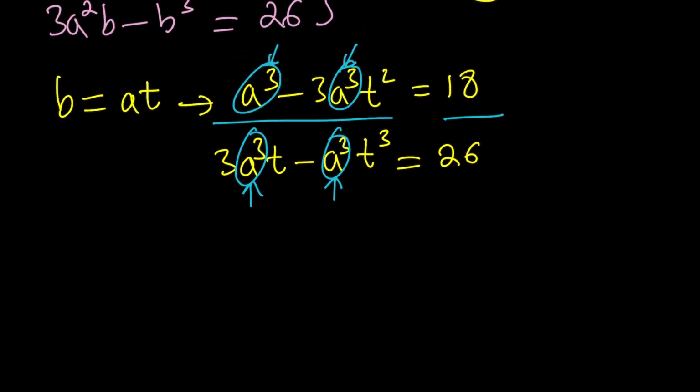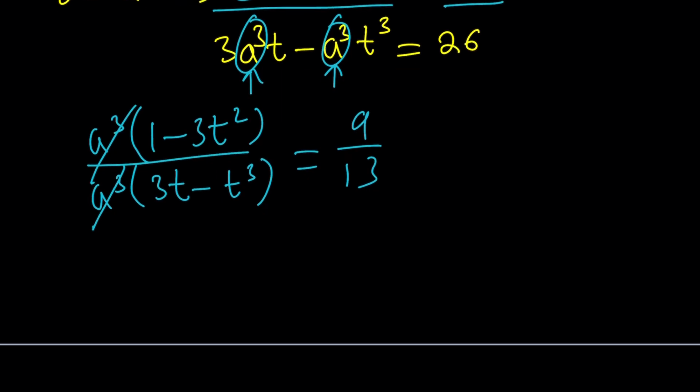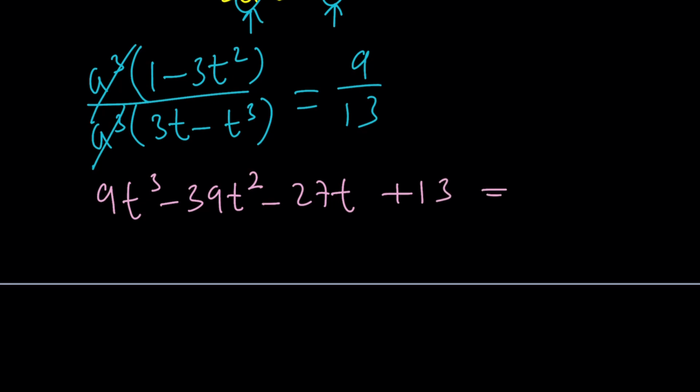Now we're going to be getting a cubed on the outside, 1 minus 3t squared. That'll be divided by a cubed times 3t minus t cubed, and that'll be 18 over 26, which I can write as 9 over 13. A cubed cancels out. If you do the cross multiplication and put it all together, again, I did it for you, you're going to get a nice cubic equation. Trust me, it's not going to be that nice, but anyways, I'll still show you what it is. It's basically going to look like this: 9t cubed minus 39t squared minus 27t plus 13, not minus, equals 0.